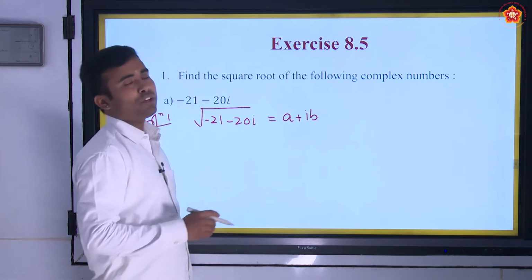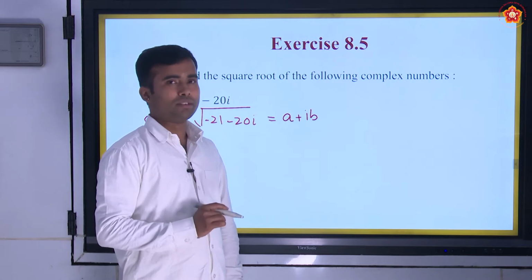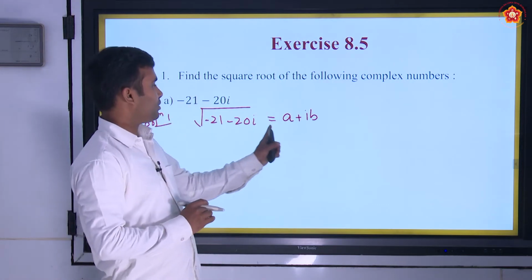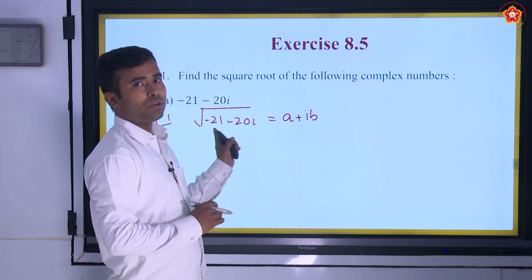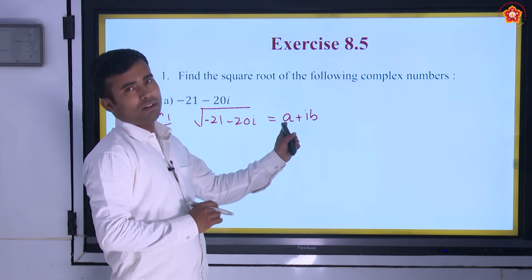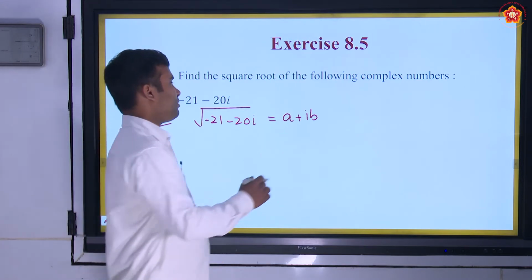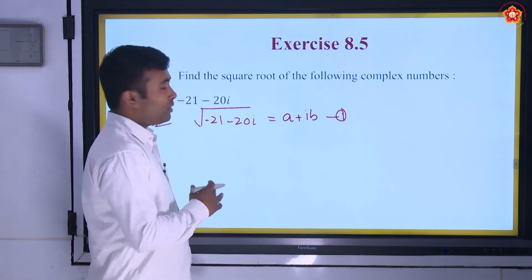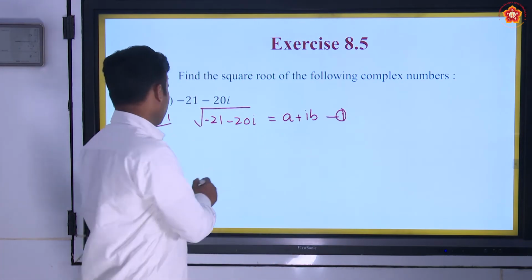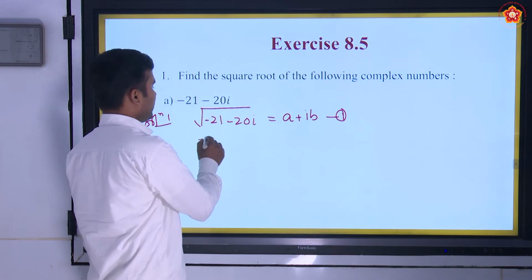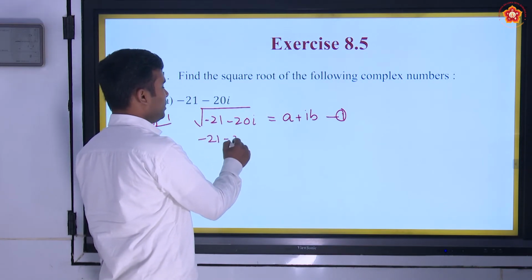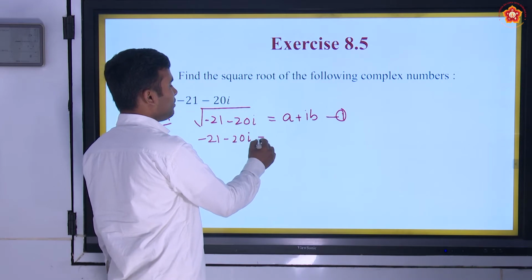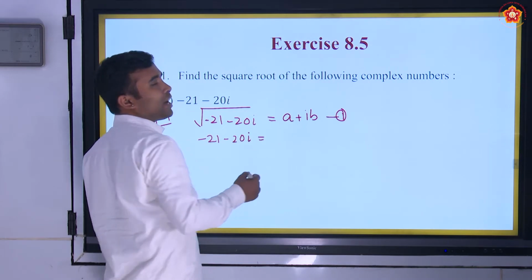Since the square root of a complex number is also a complex number, we have assumed the square root of the given complex number as a plus ib. I will consider this as equation 1. Now squaring on both sides, the square root will get cancelled, and we are left with minus 21 minus 20i, which is equal to (a plus ib) whole square.